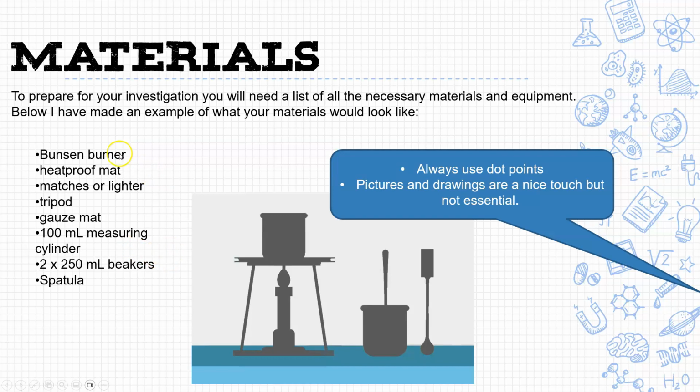For basic things like Bunsen burner, a tripod, a spatula, you don't need to write quantities or sizes. You can just assume that unless you're told otherwise, it's one. But for some things like a measuring cylinder, or if you have beakers, then we need to know how many. 2 times 250 ml beaker. That's how we would write it.